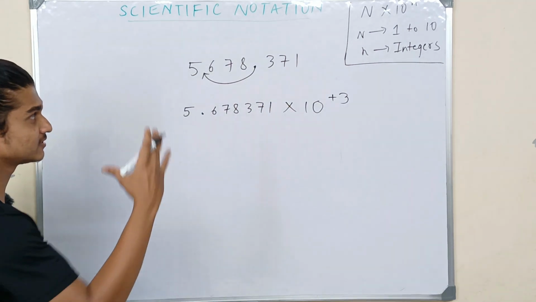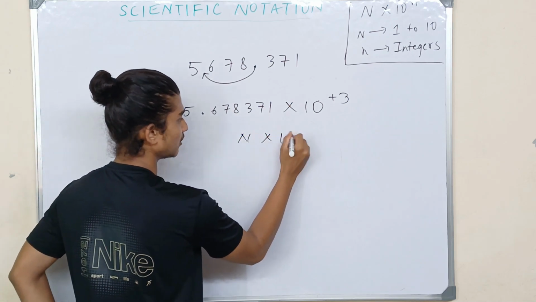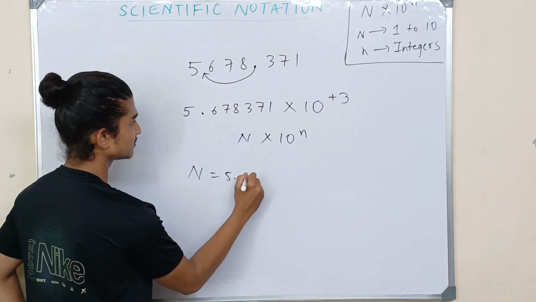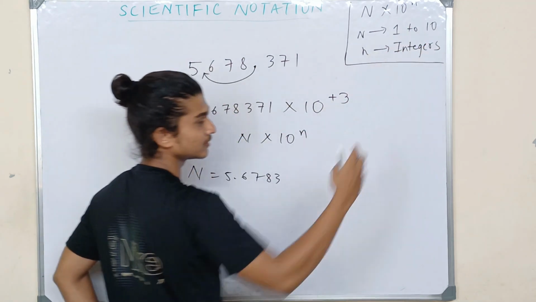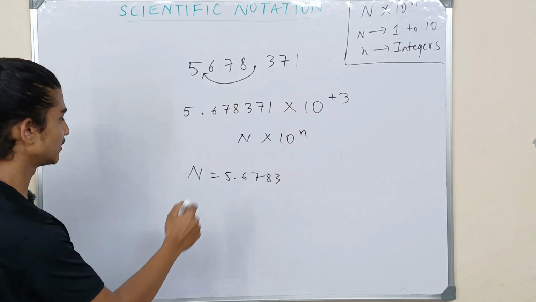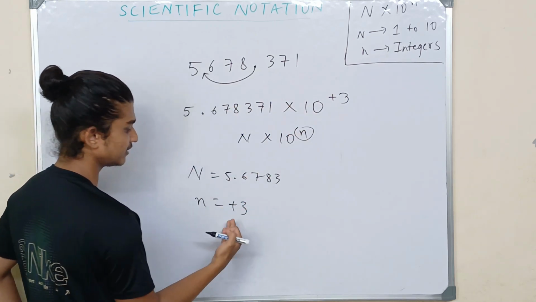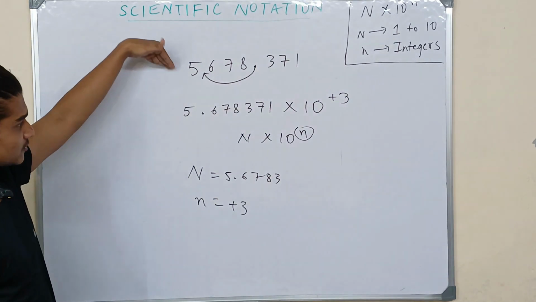So now let us check, does it obey the basic rule or not? N into 10 to the power small n. Now in this number, N is equal to 5.68 something. Is this number between 1 and 10? Yes, absolutely, it is a number between 1 and 10. Whereas small n is equal to plus 3, so it is an integer. So this is the scientific notation expression of this particular number.